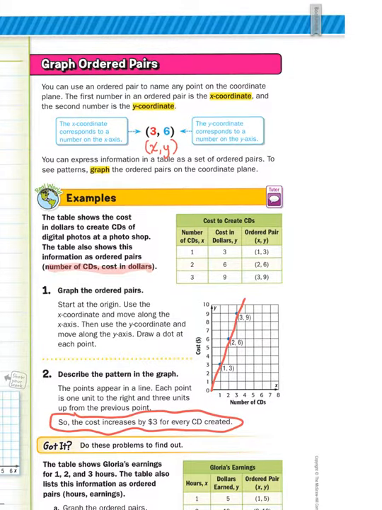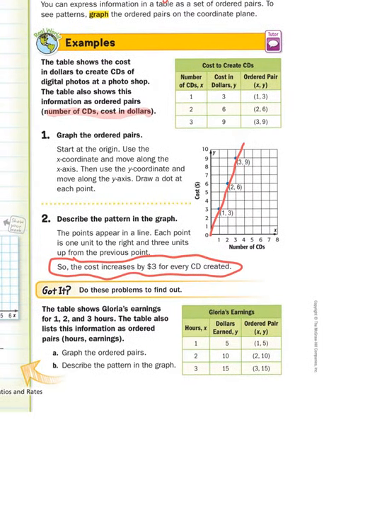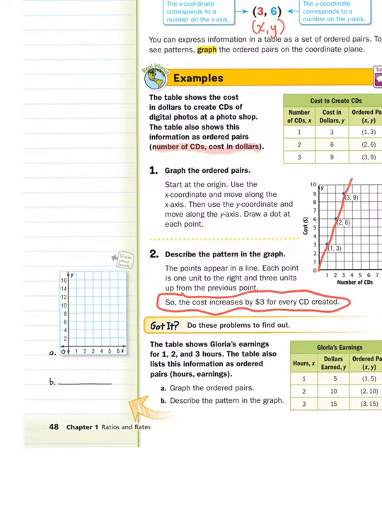All right, now, here's what you're going to do. You are going to do A and B on your own. It says the table shows Gloria's earnings for 1, 2, and 3 hours. The table also lists this information as ordered pairs, hours, earnings. So if you look over here, 1 hour, she earns $5, dollars earned, and the ordered pair is 1, 5. Now you're going to do 2 things. First thing, in A, you're going to graph those 3 ordered pairs over here. And after you graph it, you're going to describe the pattern.